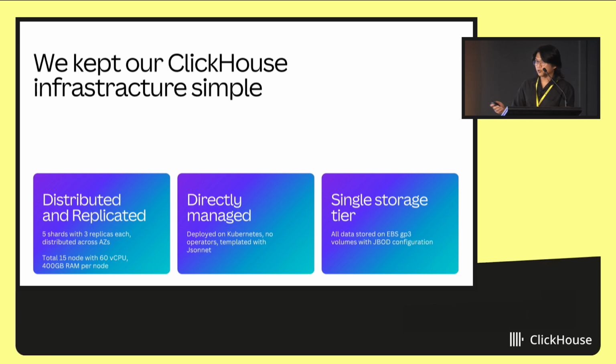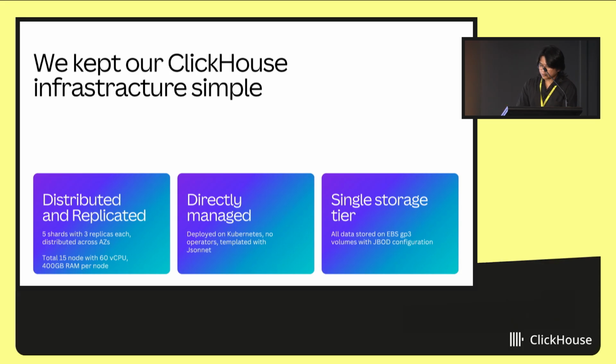We directly manage those ClickHouse nodes. We don't run an operator. It runs Argo CD for CI/CD. We use JSONnet for templating, and we use that to template both our Kubernetes manifests and the ClickHouse configuration. So matters of scaling up and scaling out are handled by JSONnet. Lastly, we use a single storage tier. We use EBS GP3 SSD volumes. Across the board, we use multiple disks per node, and we just use a JBOD configuration for all of those.